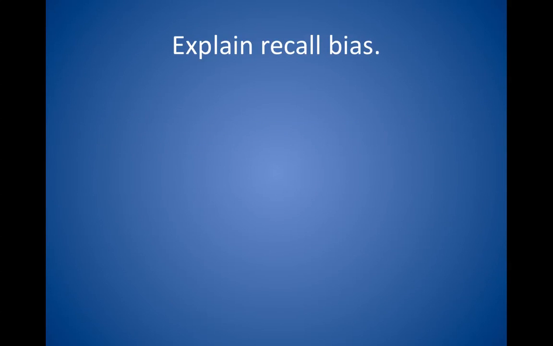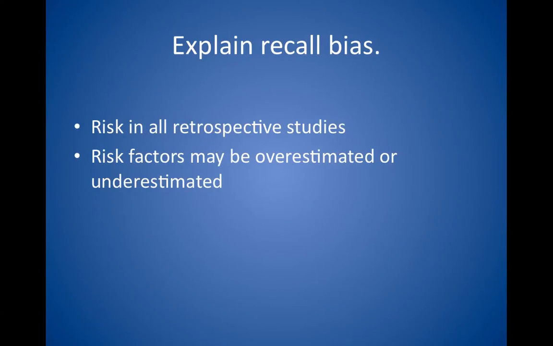Explain recall bias. Recall bias is a risk in all retrospective studies. When people cannot remember exactly, they may inadvertently overestimate or underestimate risk factors. For example, John died of lung cancer, and his angry widow remembers him as smoking, quote, like a chimney, whereas Mike died of non-smoking related causes, and his loving wife denies that he smoked very much. In fact, both men smoked 1 pack per day.